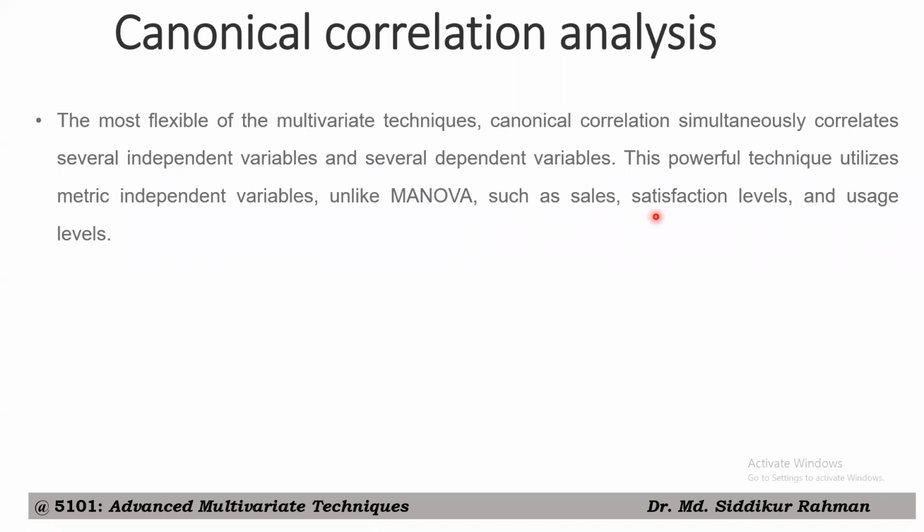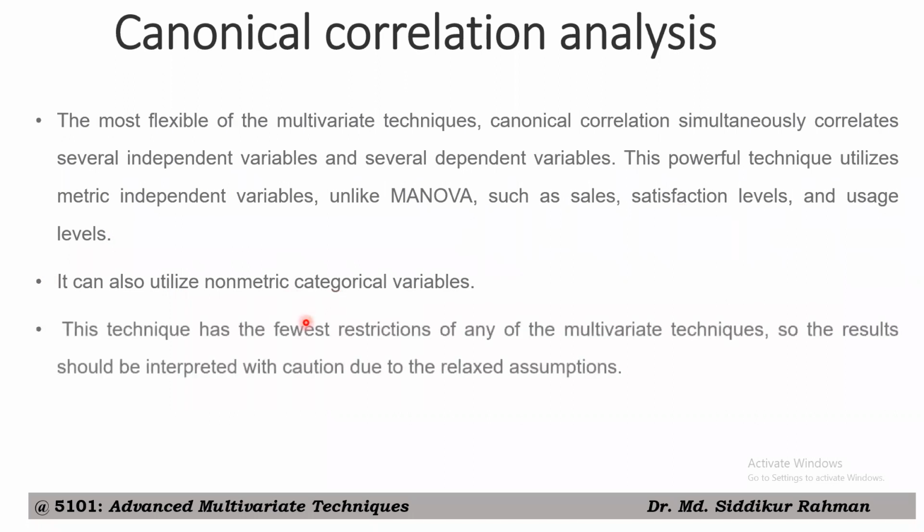Okay, you can consider some examples here. Suppose the sales figure, your satisfaction level, right, and the usage levels. So a lot of examples you can find in real life that you can solve with canonical correlation analysis. And the data must be of a multivariate nature, right? So it can also utilize non-metric categorical variables, right? Because this is a correlation, you can simultaneously analyze several variables together, right? And this technique has the fewest restrictions of any of the multivariate techniques. So the results should be interpreted with caution due to the relaxed assumptions.